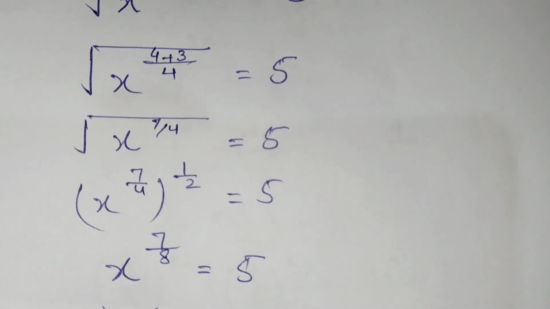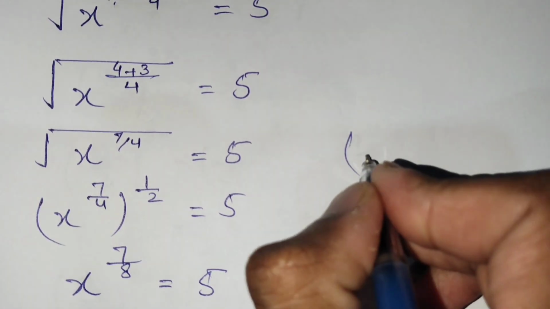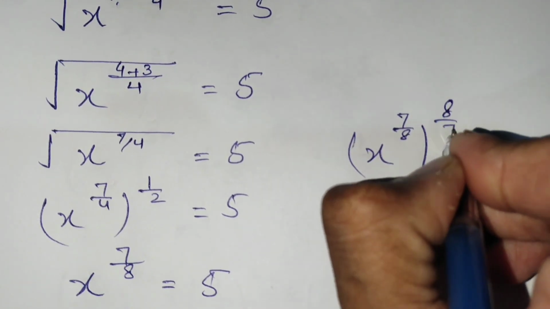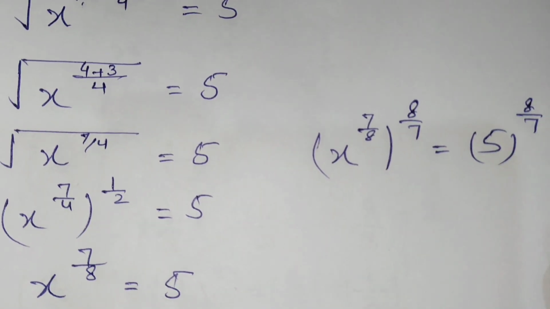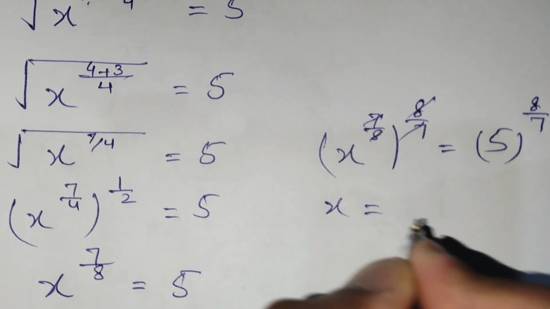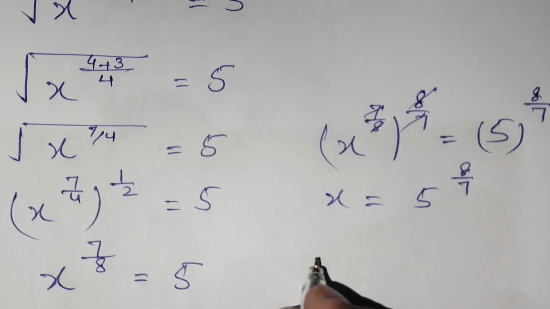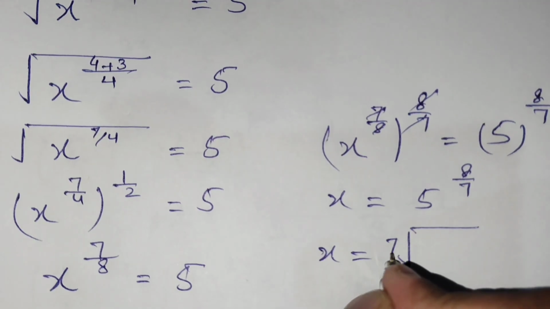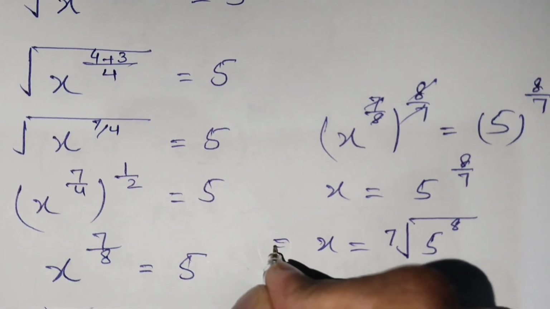But we have to calculate the value of x, so we take exponent 8 by 7 on both sides, that is x power 7 by 8, taking exponent 8 by 7 on both sides, and 5 power 8 by 7. 7 cancels with 7, 8 cancels with 8, x will be equal to 5 power 8 by 7, or it can be written as x equals the 7th root of 5 power 8. This is the final value of x.